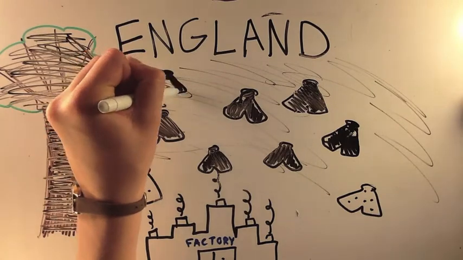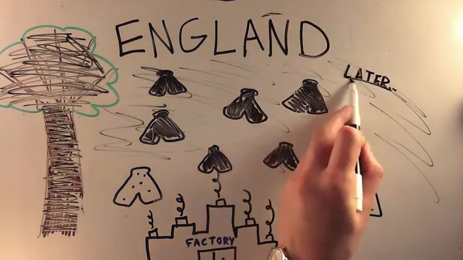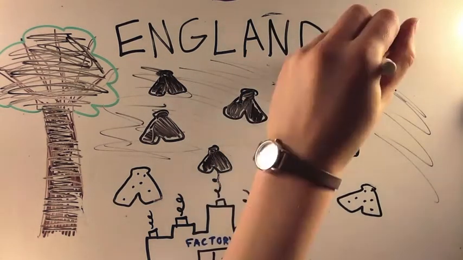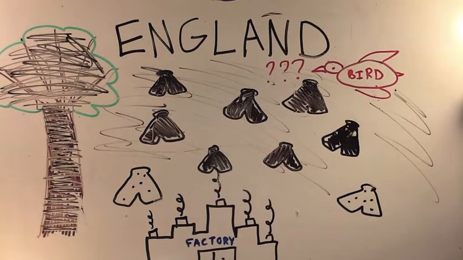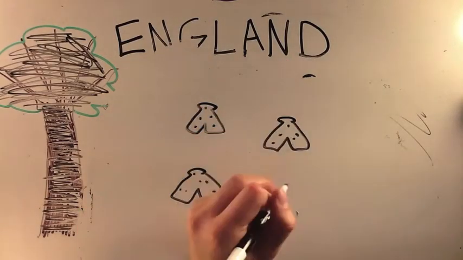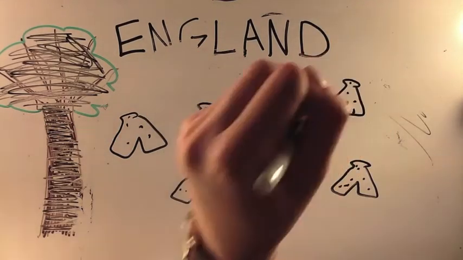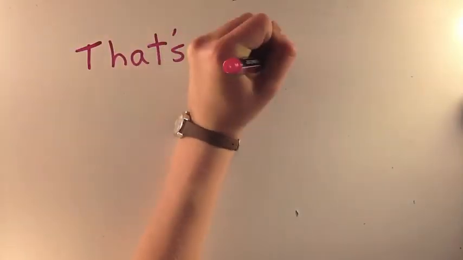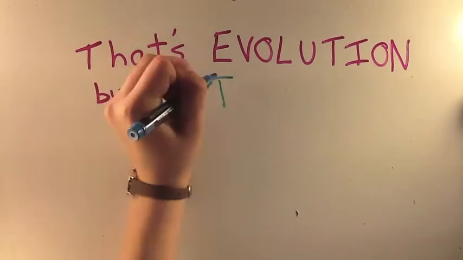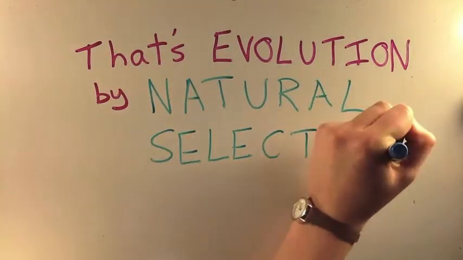Eventually, most of the light moths died because they were being eaten, and the dark moths became more common in the population due to their ability to blend into the surroundings and be overlooked by predators. Once the height of the Industrial Revolution passed, the lighter moths became more prevalent again. That's evolution by natural selection.